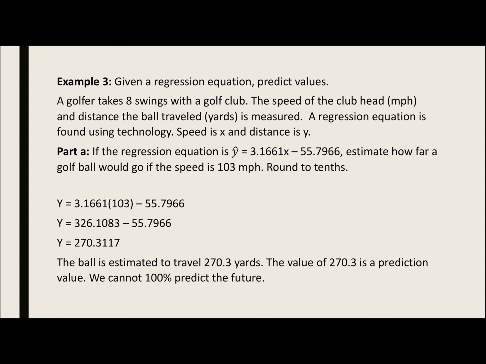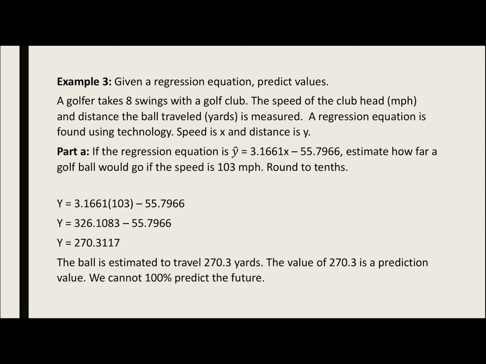Example 3. Given a regression equation, predict values. A golfer takes 8 swings with a golf club. The speed of the club head, miles per hour, and distance the ball traveled, in yards, is measured. A regression equation is found using technology. Speed is x and distance is y.